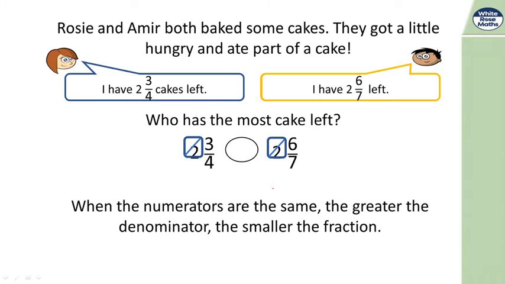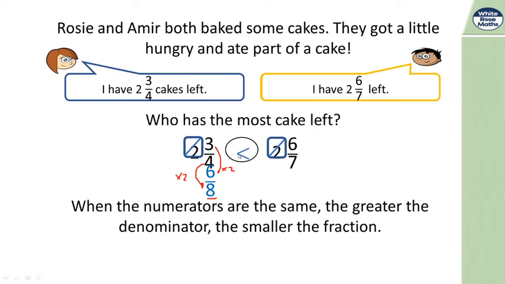So how can we change one of those so the numerators are the same? What can we do with 3 to make it equal 6? Multiply it by 2. So 3 times 2 is 6. Whatever you do to the top, you do to the bottom. 4 times 2 is 8. So now we're comparing 6/8 to 6/7. When the numerators are the same, 6, 6, the greater the denominator, 8 is bigger than 7, the smaller the fraction. So this side is smaller.